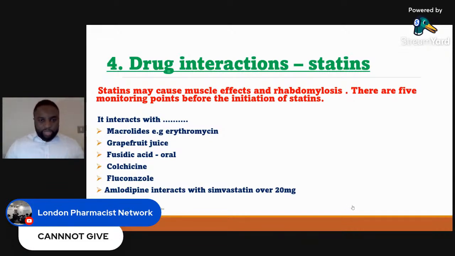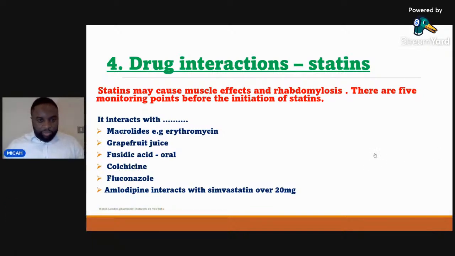As far as drug interactions are concerned, there are quite a few drug interactions we need to know. The very common one is macrolides. Macrolides can interact with statins, so drugs like erythromycin and clarithromycin should not be given with statins at the same time, because they can increase the risk of muscle effects.